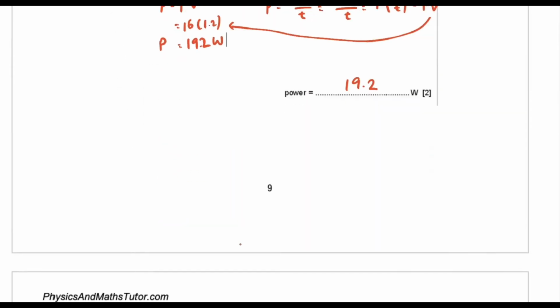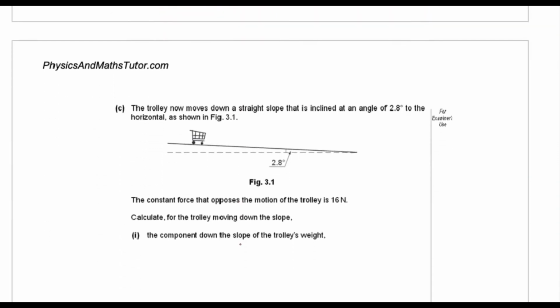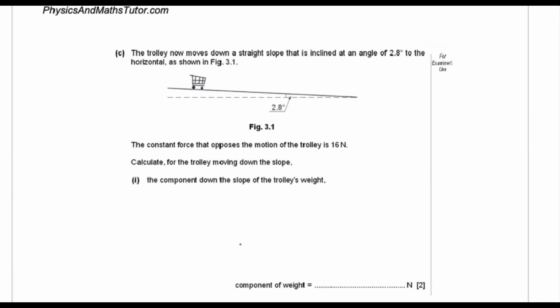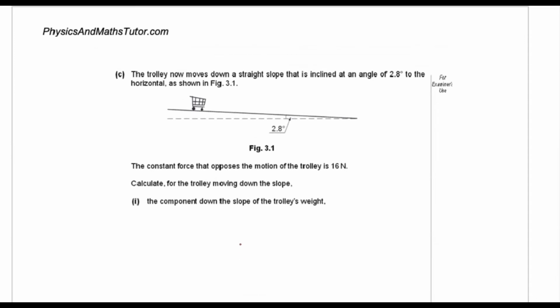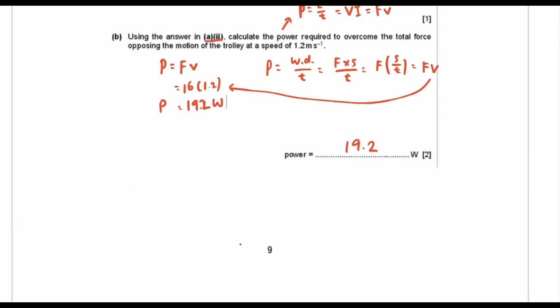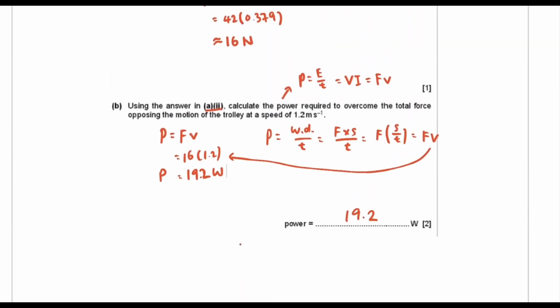Okay, now let's continue. We look at C. That makes the situation a little bit more complicated. The trolley now moves up. Teacher, if I use the other formula for the previous question, then will my final answer be different or no? Okay, let us see why it's different. What value you put for your force? 16. Okay, let's see.